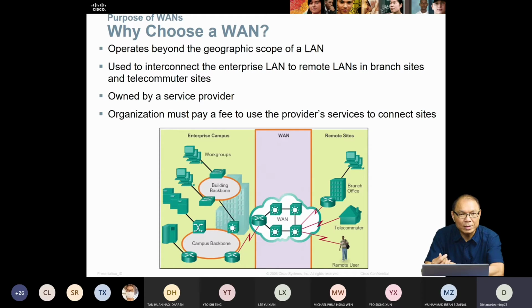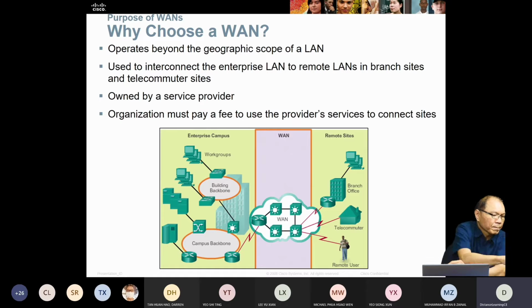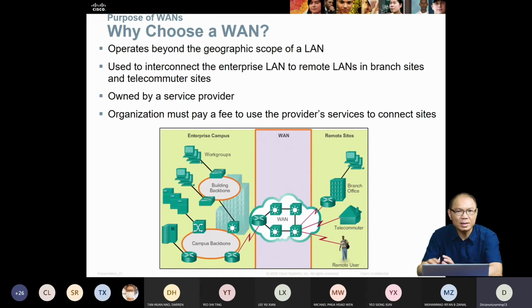Do you know what a wide area network is already by now? Anybody don't know? Silence means you don't know. Anybody want to help explain what they understand by wide area network? Yes, who's that? Yes, you want to try to answer? What do you understand by wide area network?